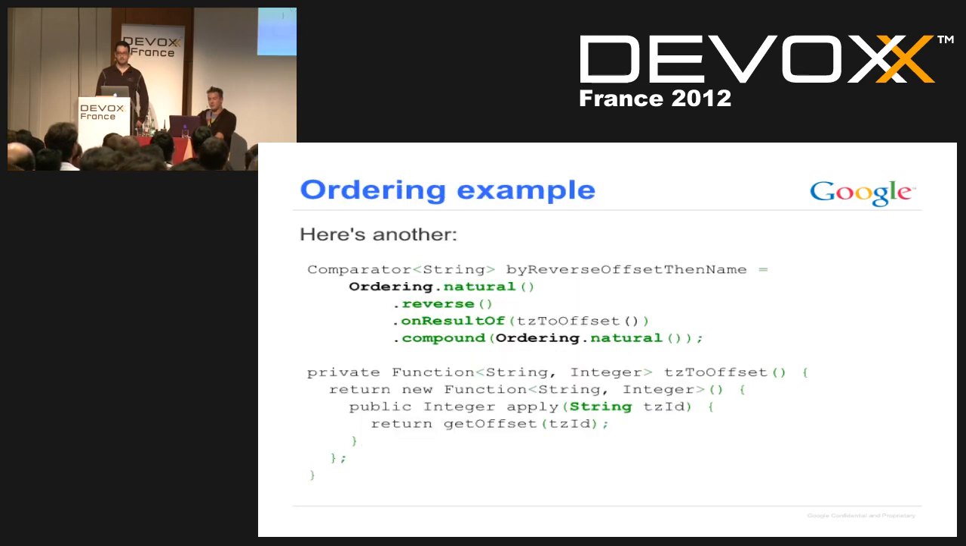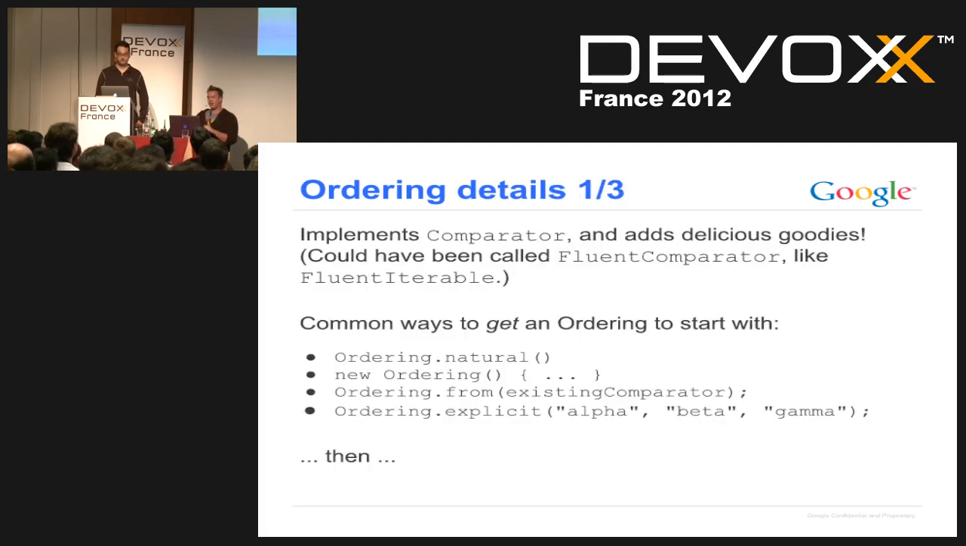I think this slide is still probably not completely self-explanatory, so I'm going to go into a little bit more depth about what ordering really is. Ordering is a class that implements comparator. So once you have an ordering, you can use it anywhere that you would use a comparator. It's very similar to that fluent iterable that we showed you earlier. You could think of this as being a fluent comparator.